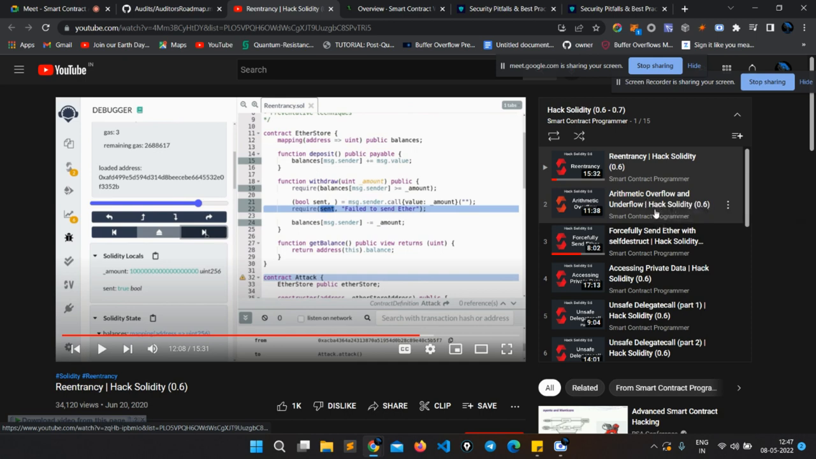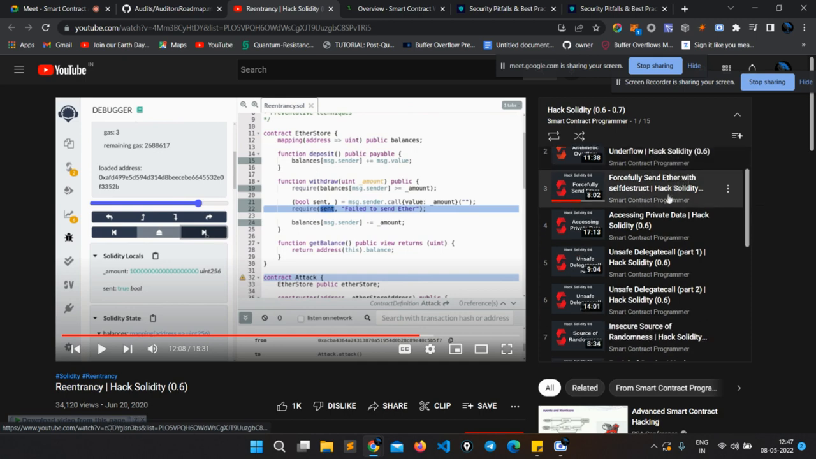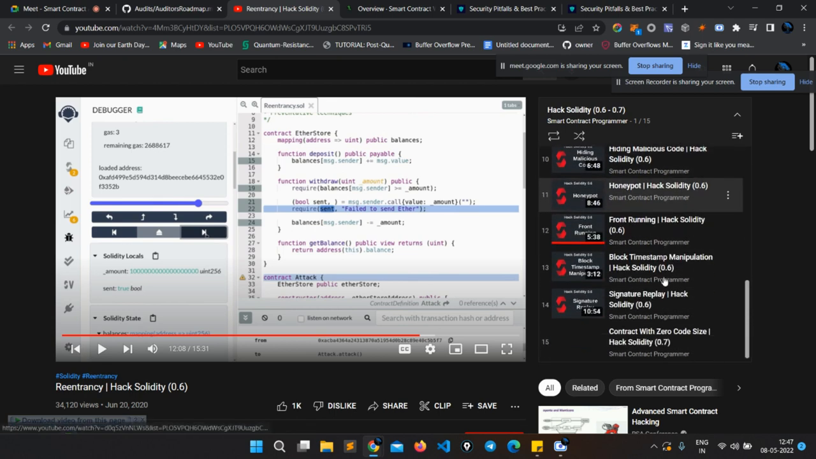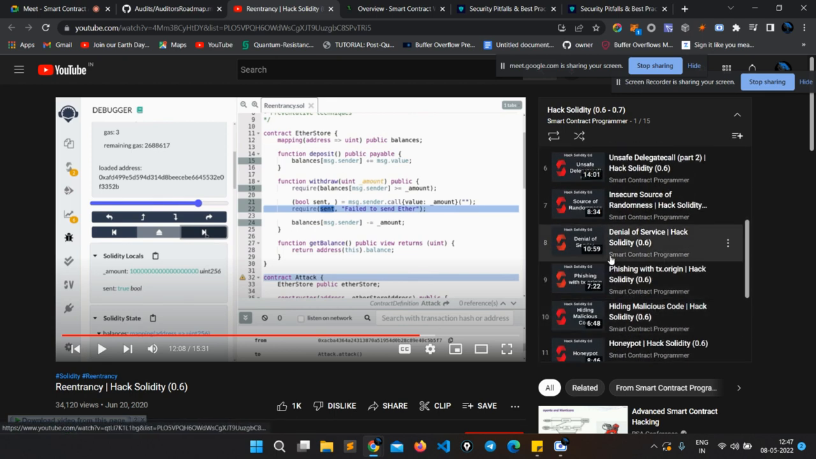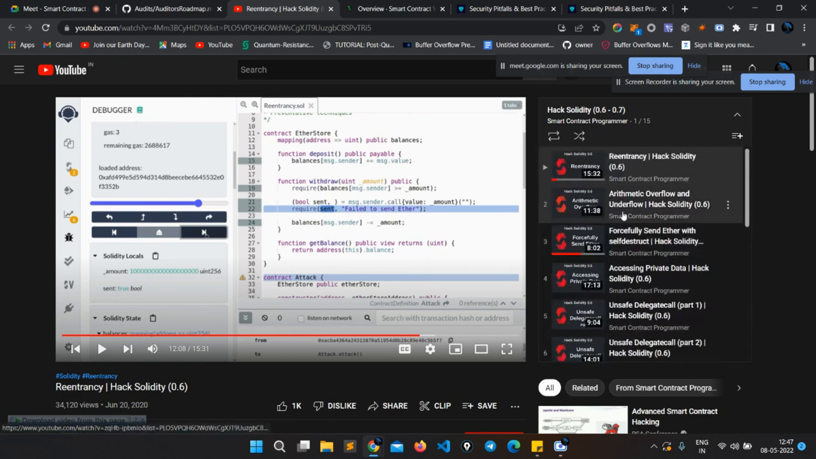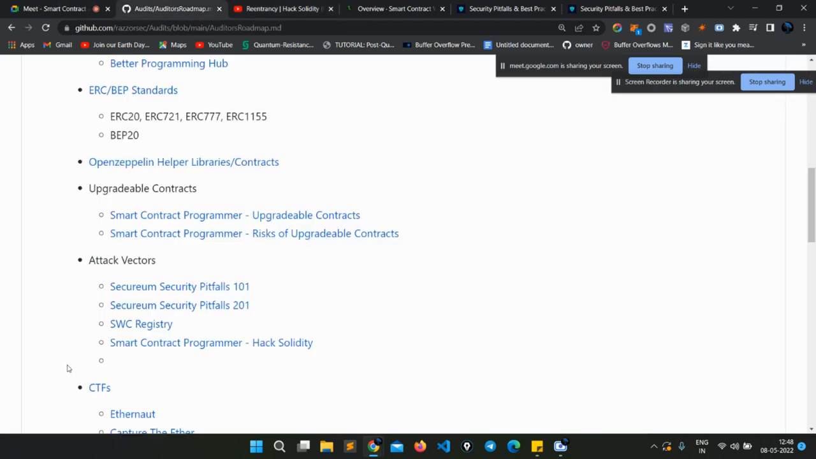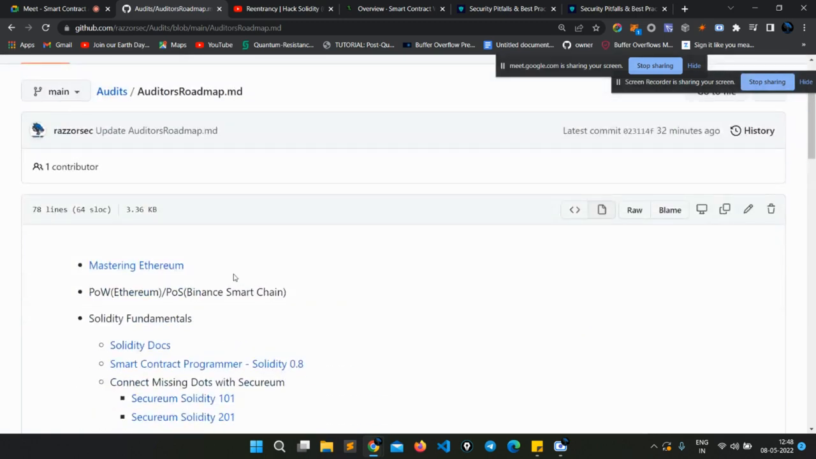Similarly, there are attack vectors like underflows, overflows, forcefully sending ether, and a couple of others. So there are multiple vectors that he has consolidated into a playlist. You can refer to these, and this will help you a lot in your auditing journey, right? So right now, we have covered the offensive stage as well. Now we know Solidity, we know how to test our Solidity code, we know how to attack the Solidity code as well.